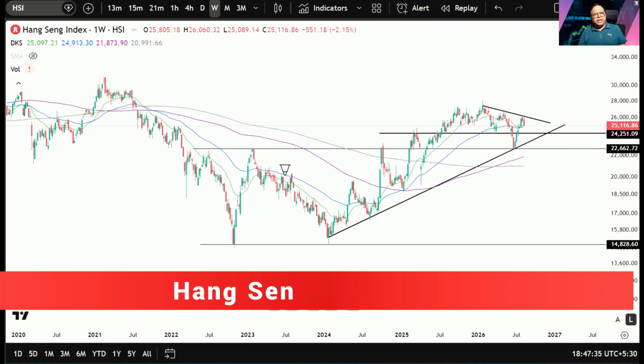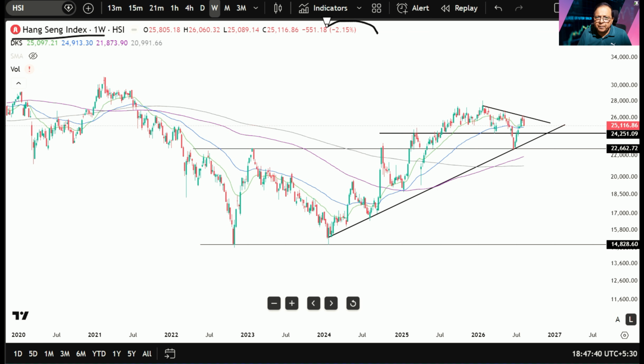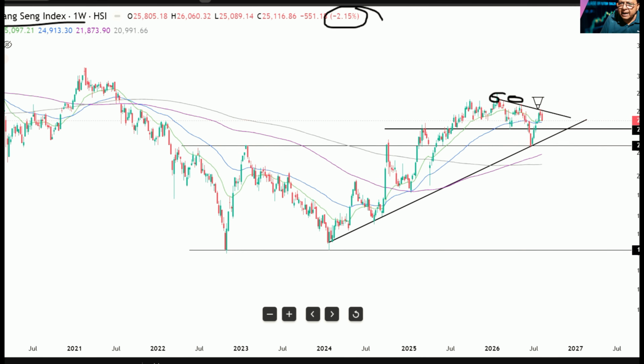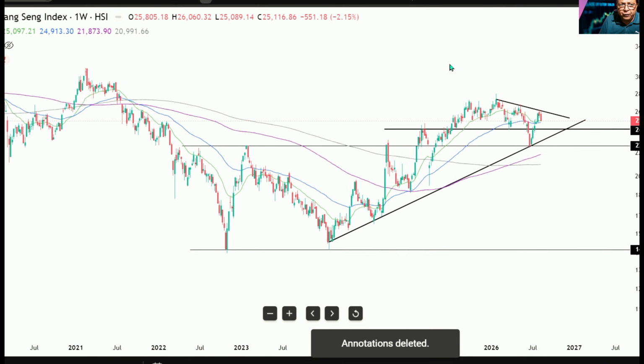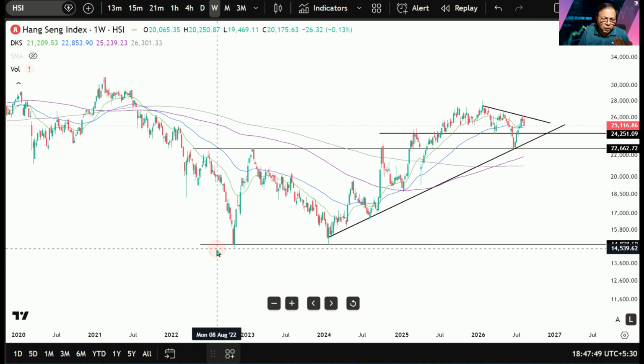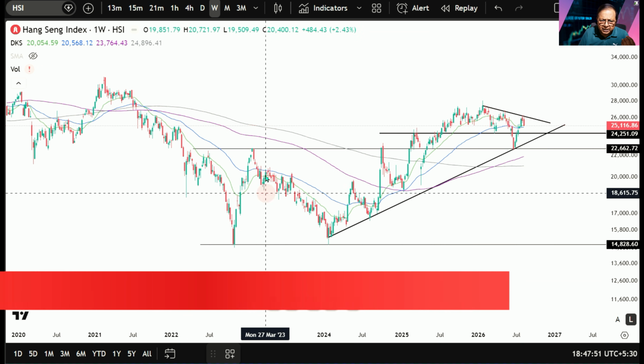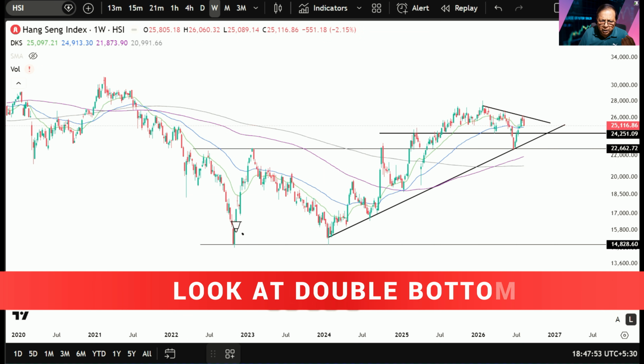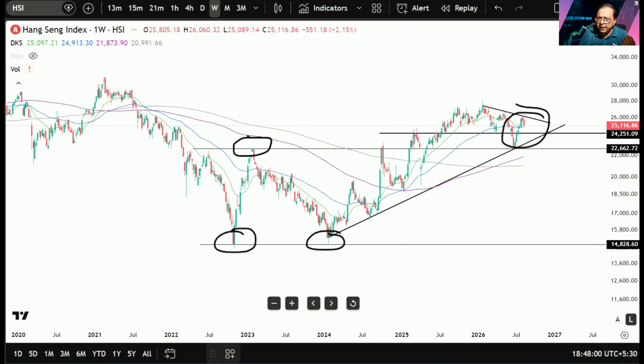Now this is the weekly chart of Hang Seng index. This index this week has closed lower by 2.15% because it got rejected from established resistance area. But if you look at the prior price action or the historical price action, here there was a breakout of a double bottom. Bottom number 1, bottom number 2, and this was the apex. So the price is trading quite in proximity of the neckline.